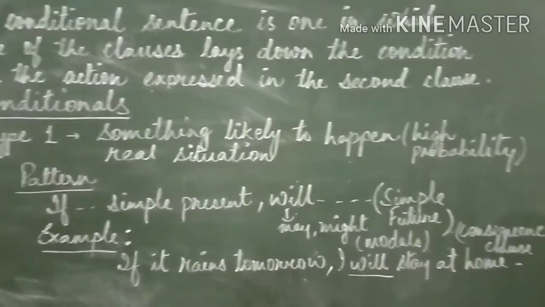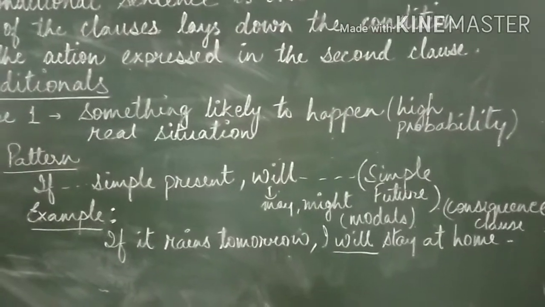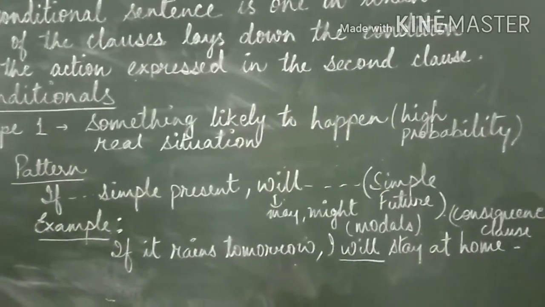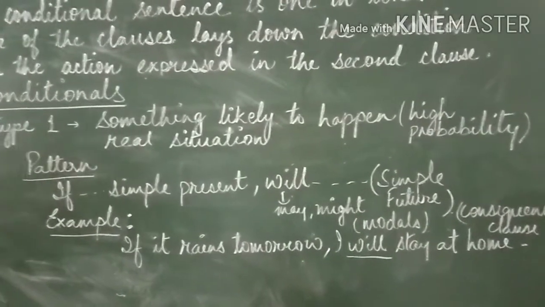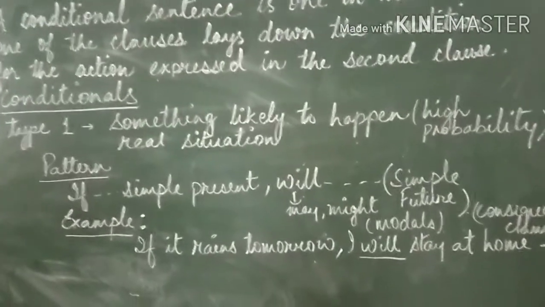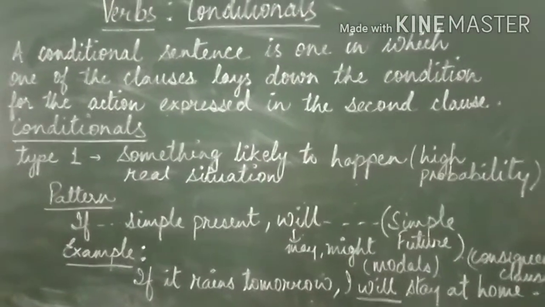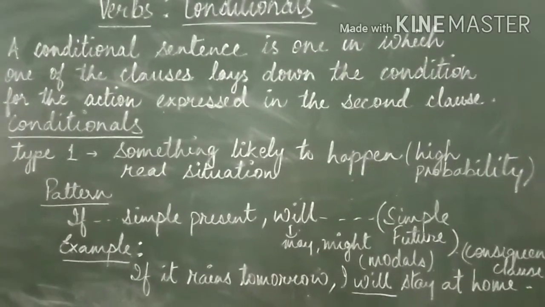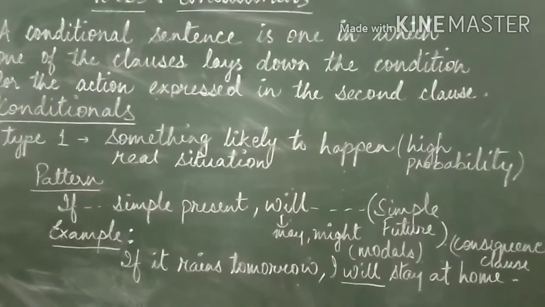So, type 1 talks about something likely to happen. High probability you can call it, and a real situation. And the pattern is if, simple present, and will, that is simple future. But here we are talking about future tense. Got it? So type 1 I have explained in this video, and in my next video I'll be explaining type 2 and type 3. That's all.